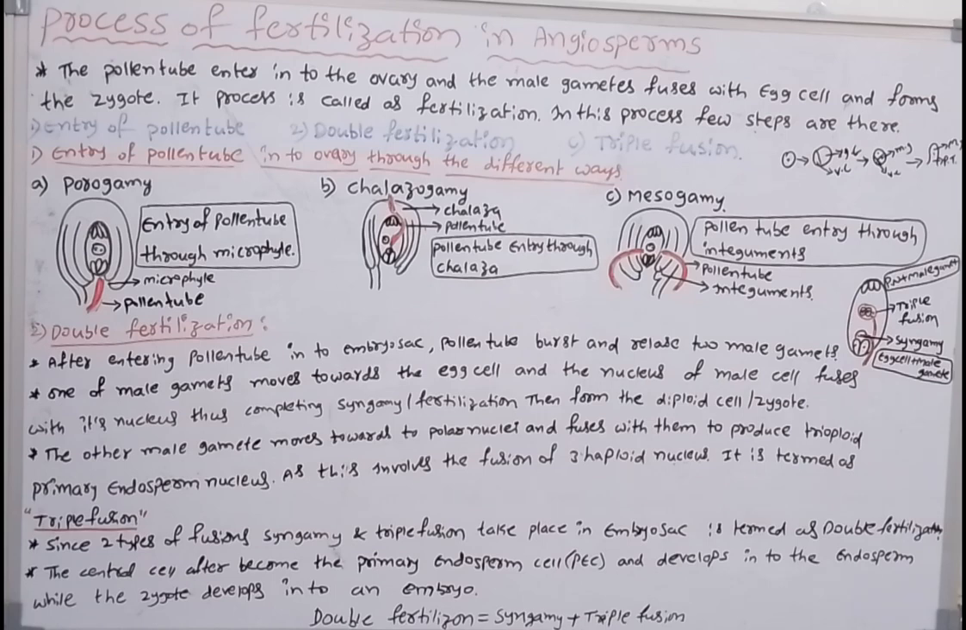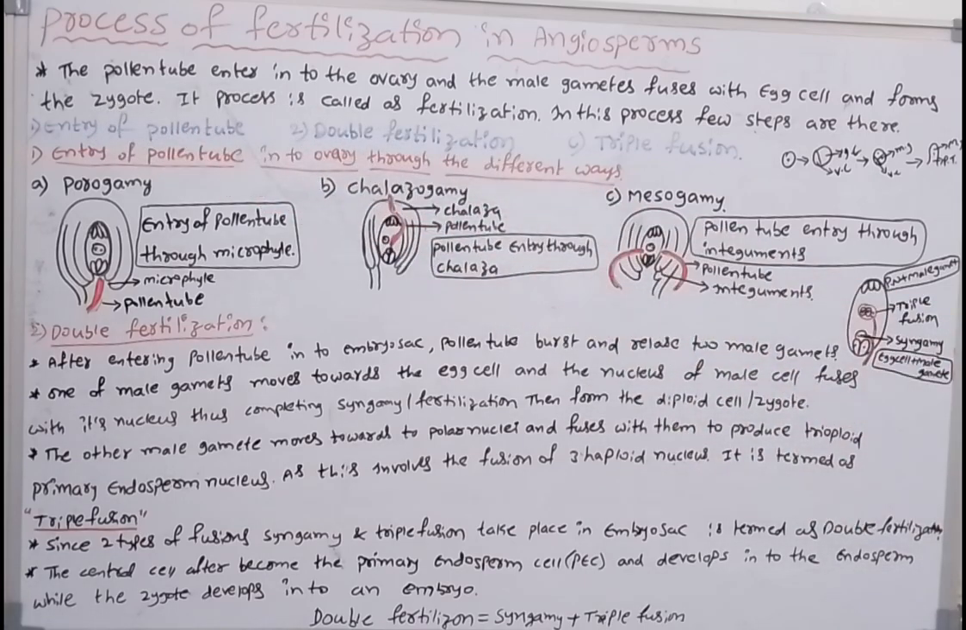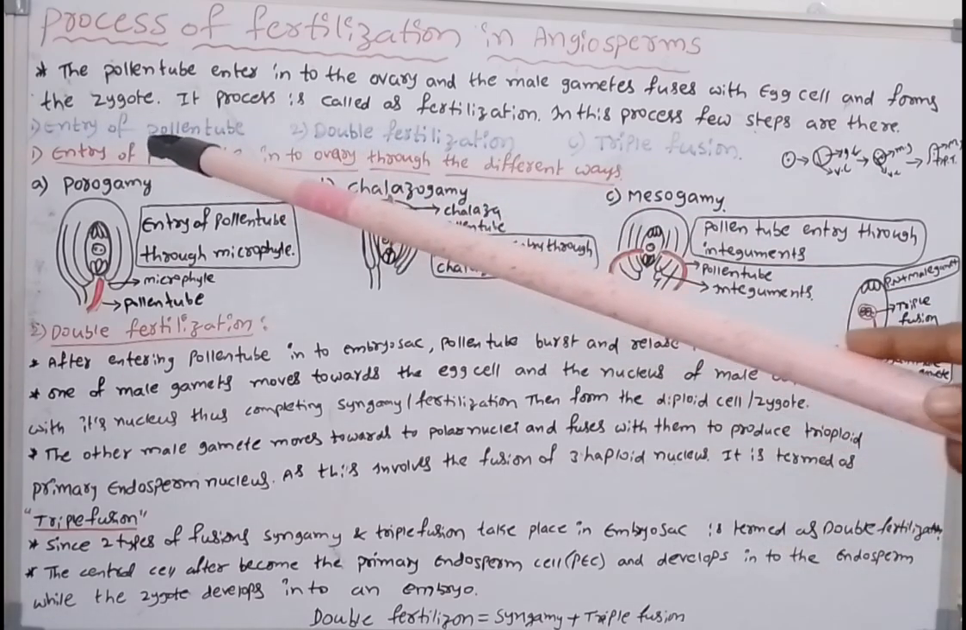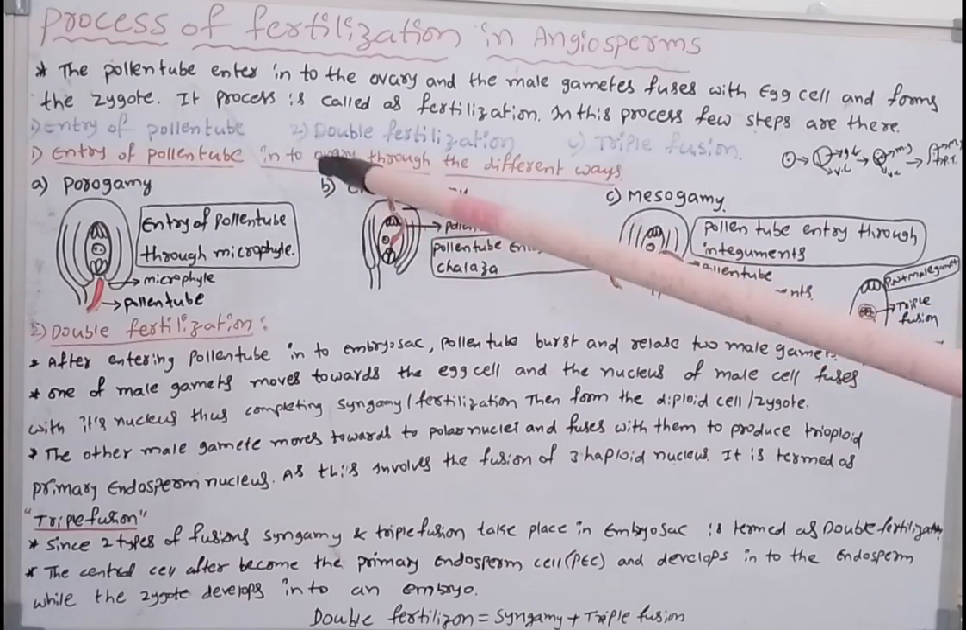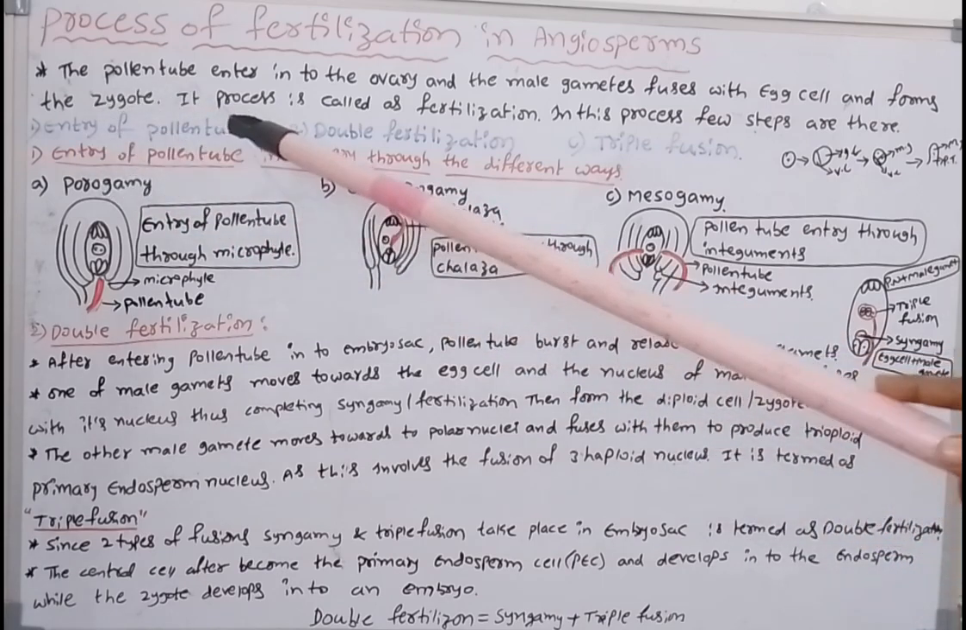In this fertilization process, a few steps are there. First one, entry of pollen tube. Next one, double fertilization. Third step, triple fusion. So see here, entry of pollen tube.